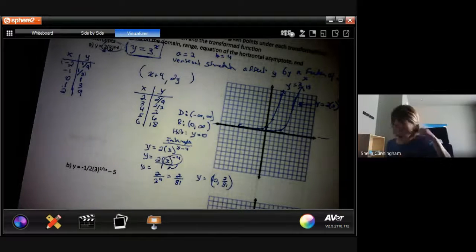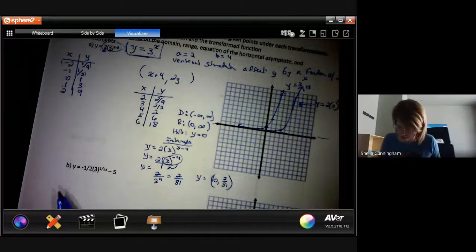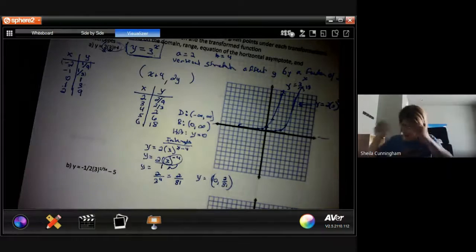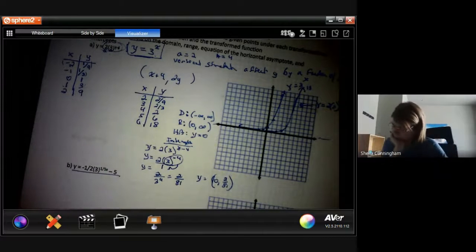Okay. Now, let's do another one. I'm just looking to see where we want to go next with this. Okay. Let's just do the next one that we've got in line here. So same thing. We're starting with a new function now.